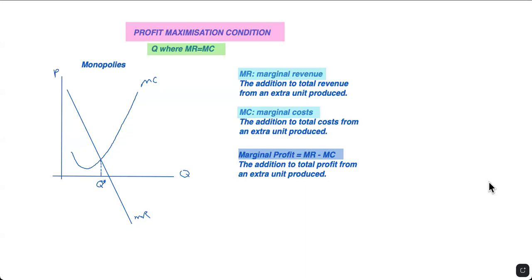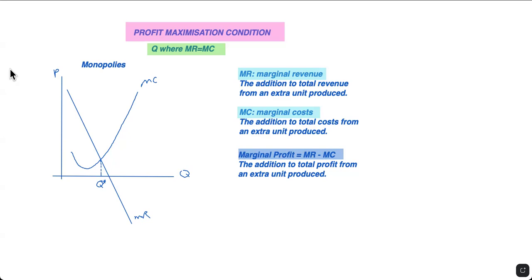Okay, so here I have the definition of MR, the addition to revenue from an extra unit produced, and MC, the addition to total costs from an extra unit produced. Therefore, when we take MR minus MC, we're taking the difference between the revenue that they generate from that extra unit minus the costs for that extra unit. So overall, we get the addition to total profit from an extra unit.